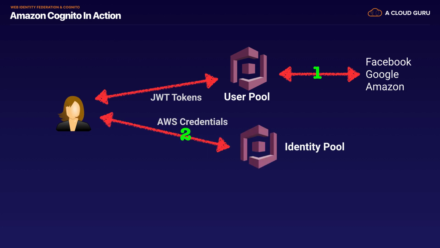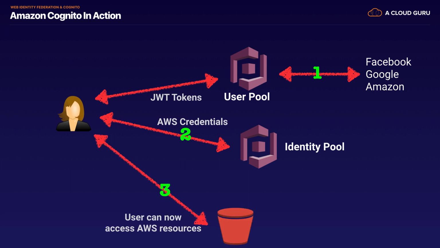She then sends that JWT token to an identity pool, and that identity pool will then grant her AWS credentials in the form of an IAM role, and then she will be able to go on and access her AWS resources, so DynamoDB, Lambda, etc. So user pools are all about usernames, passwords, that sort of thing. Identity pools is the actual granting of authentication to your AWS resources.